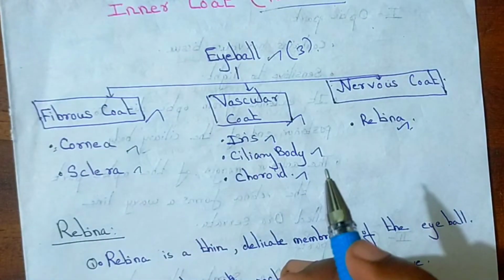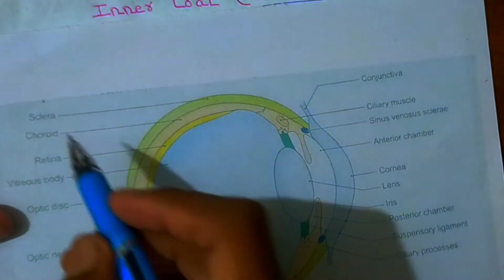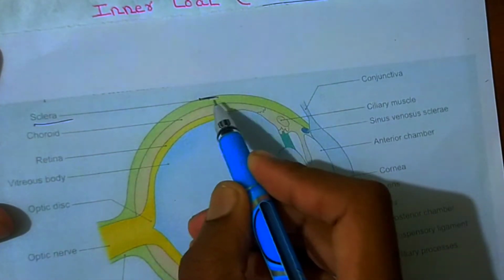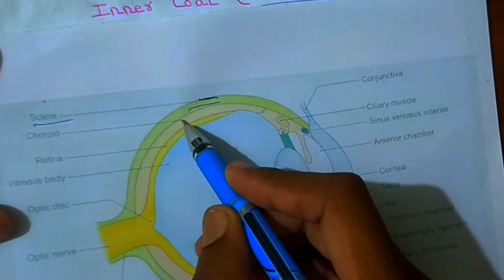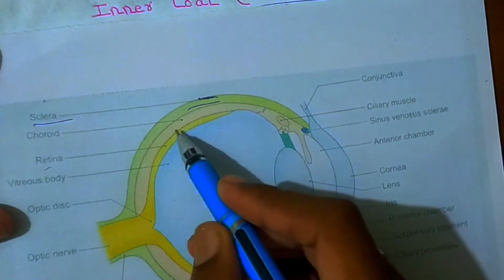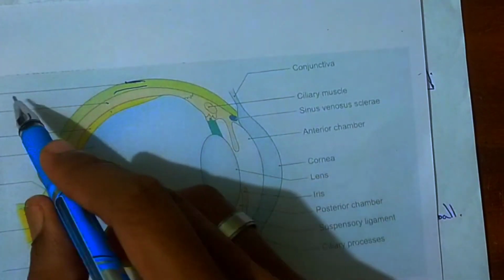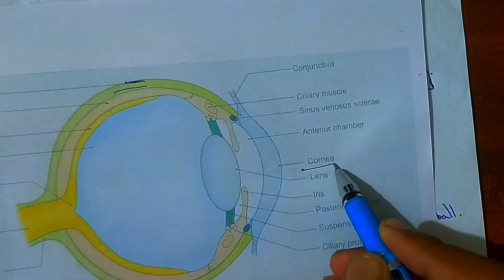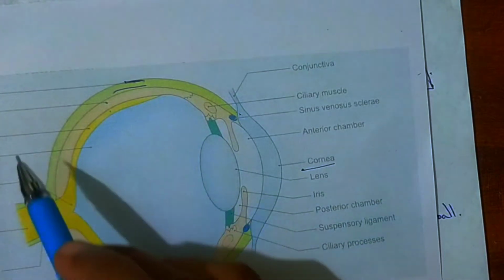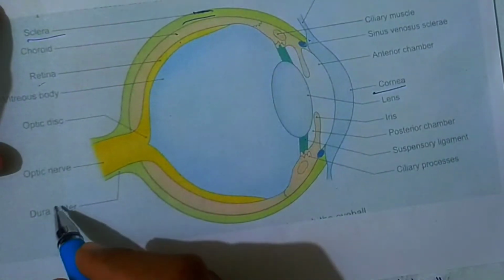Next, we are going to see this picture. Here you can clearly see the sclera, which is the green color marked area, and the choroid, which is inner to the sclera, and the retina, which is inner to the choroid. Got it? And the sclera forms anteriorly as the cornea, and the choroid forms anteriorly as the ciliary body. And here is the dura mater sheath.